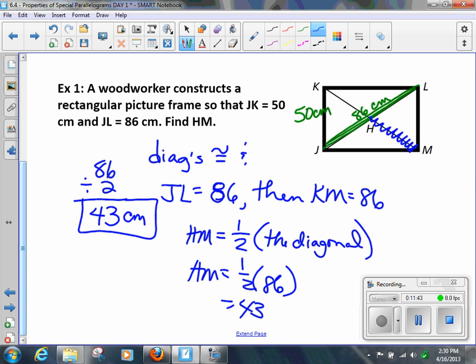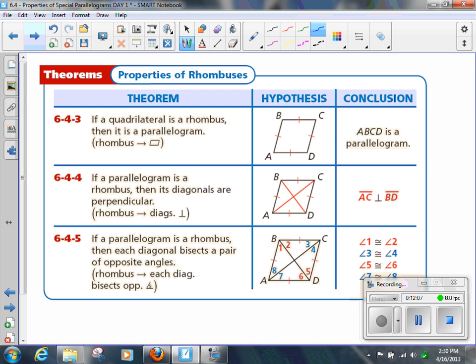Just out of curiosity, what would KH be? Same thing. Why? Say it again. They bisect each other. Diagonals bisect each other. Is that a property from the rectangle, or is it from something else? From the parallelogram. Very good. You got to know that. Moving on.